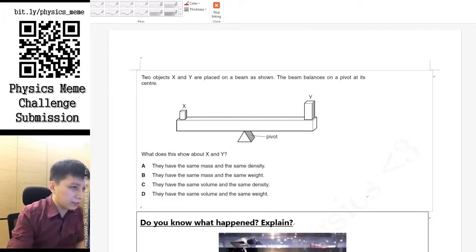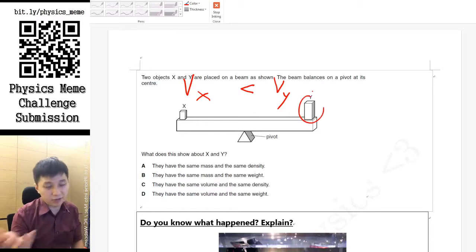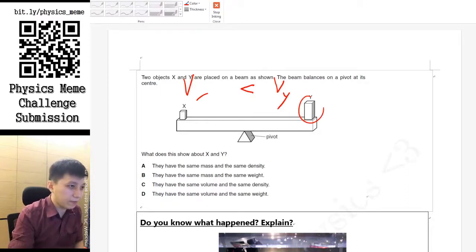So here you can see there's a pivot, and X and Y from the diagram are of different volume. So you can have X volume and Y volume, and Y is just bigger. You can just see it from the diagram.